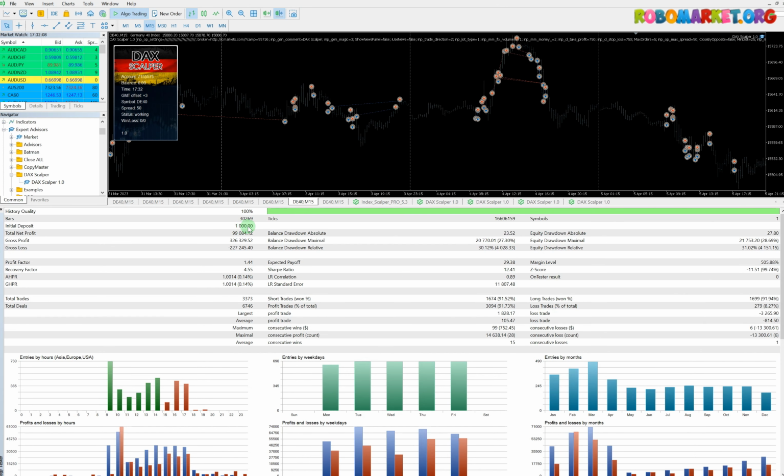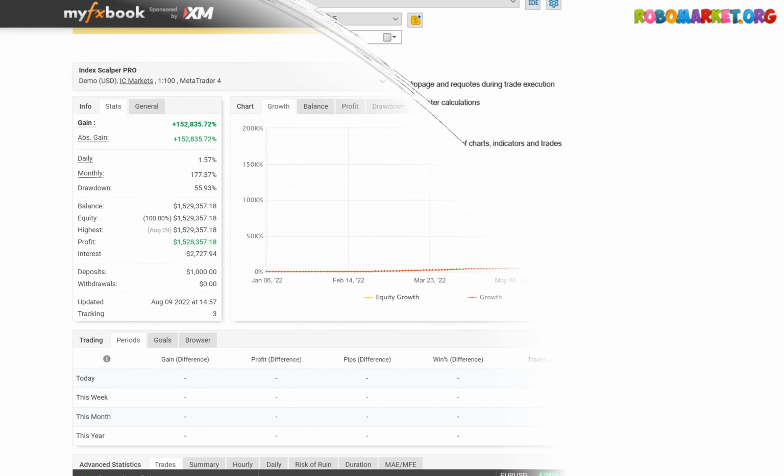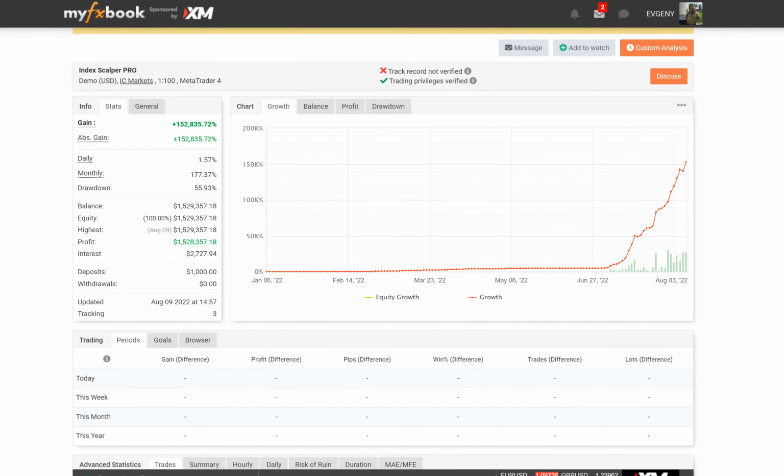We started the test with $1,000 and in a year our deposit increased by almost 100 times. It is amazing. Please note that the quality of the simulation of ticks is 100%, and the drawdown is at the level of 30% only. The robot has a confirmed history of trading on a real and demo account for 2 years. This index scalper definitely deserves your attention.